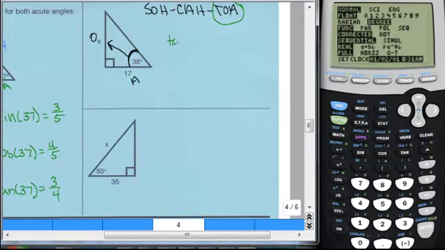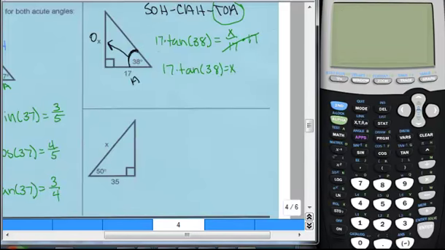So tangent of 38 is equal to opposite over adjacent. So opposite over adjacent is x over 17. To move the 17 out of the denominator, since we're dividing by 17, we multiply both sides by 17. And this cancels. So what's left is 17 times the tangent of 38. That's what is equal to x. So we need to put this part in our calculator to figure out what x is.